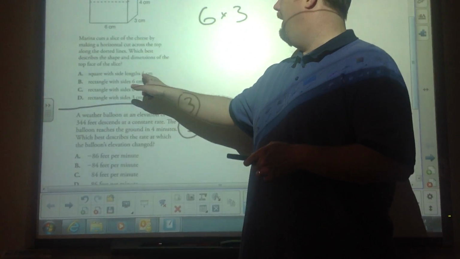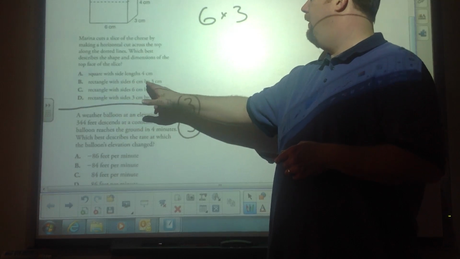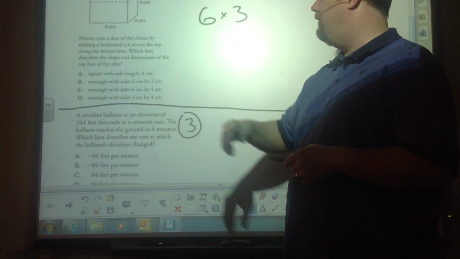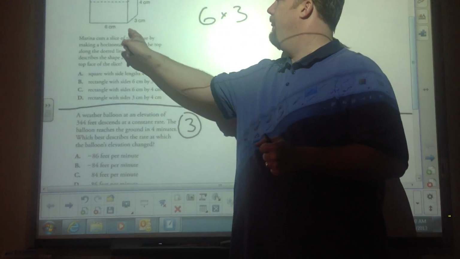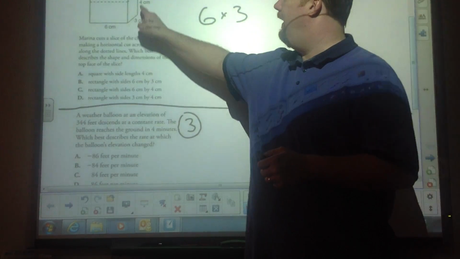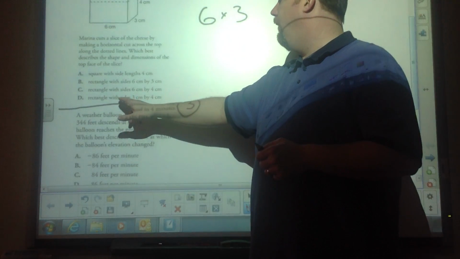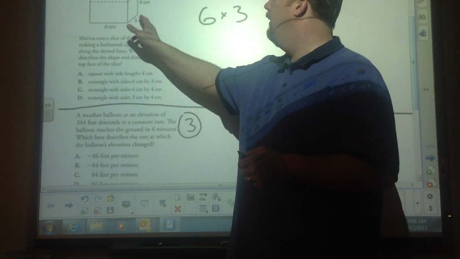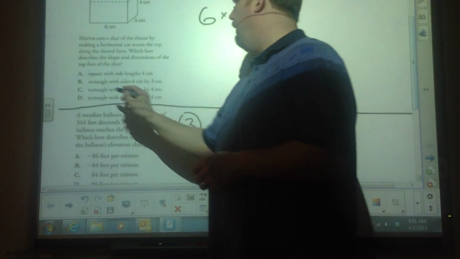A square with side lengths of 4 centimeters. No, that's not it. A rectangle with sides 6 centimeters by 3 centimeters. All right, let's go ahead and check out our other answers though. A rectangle with sides 6 by 4. This is a trap. You got to be careful here because you're going to look at that and say, "Oh, it's 6 by 4. Boom, I'm done." Okay. B, rectangle with the sides of 3 by 4. Now we didn't cut it this way. We cut it this way. So the answer is going to be B.